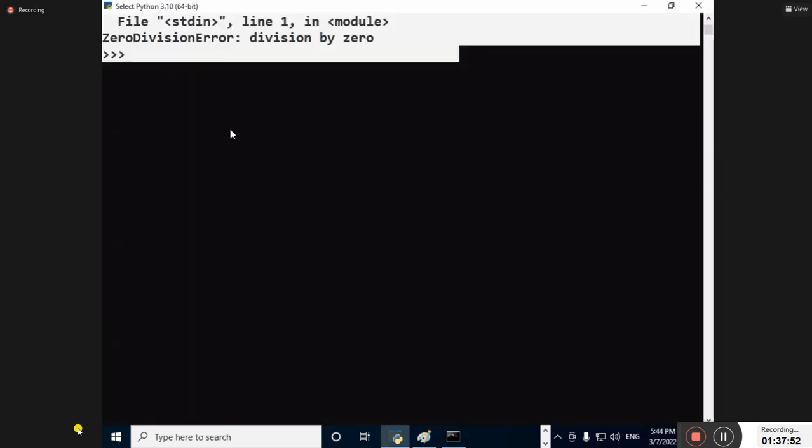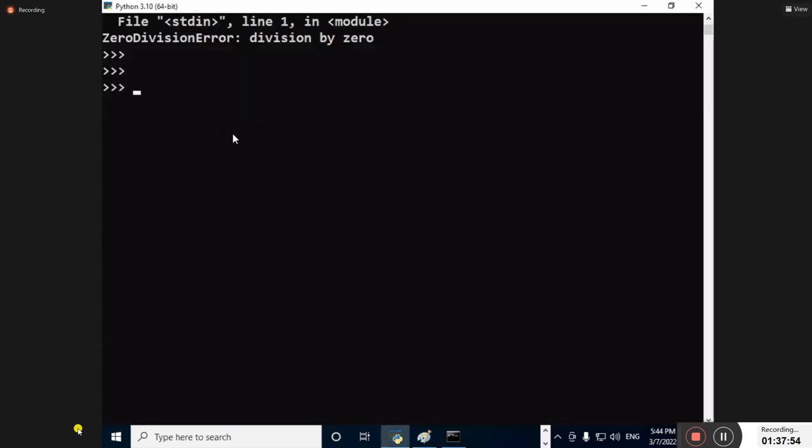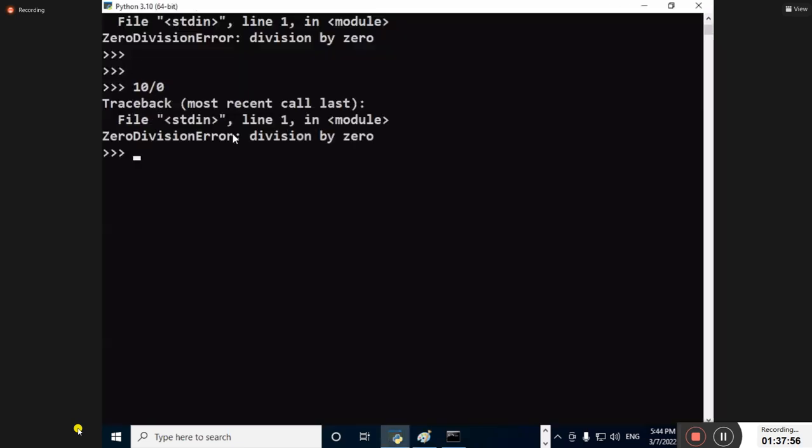Go to the Python environment. All of a sudden you say 10 by 0. What is the message? ZeroDivisionError. This is the exception class name, whose object is created automatically by the PVM when the denominator is 0.